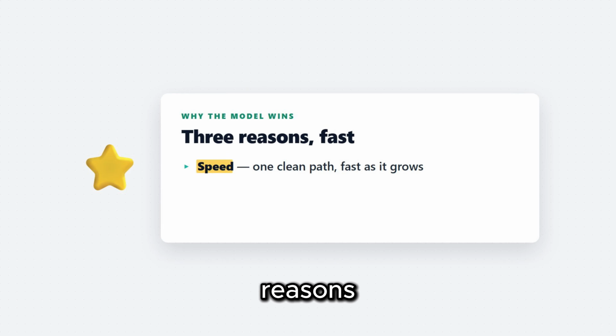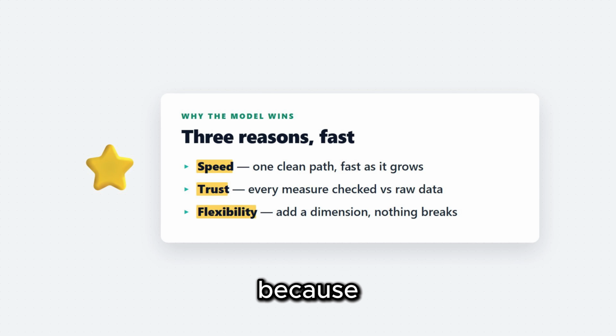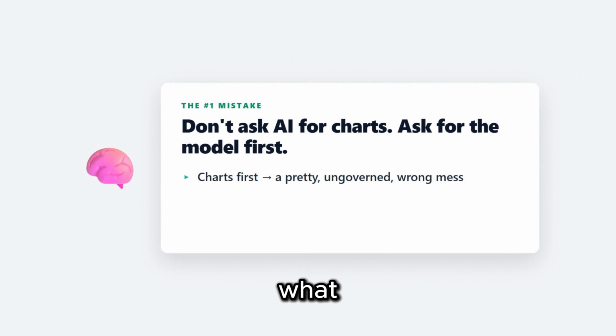Quick, 3 reasons that model actually matters. Fast. 1. Speed. Every visual filters down one clean path so the report stays fast even as the data grows. 2. Trust. The totals reconcile because every measure was checked against the raw data first. 3. Flexibility. Need a new dimension next month? You add it and nothing else breaks. That is what people actually mean by a governed dashboard. That is the entire difference.